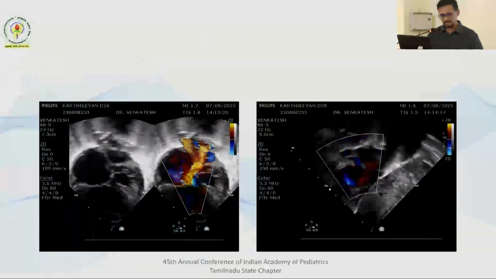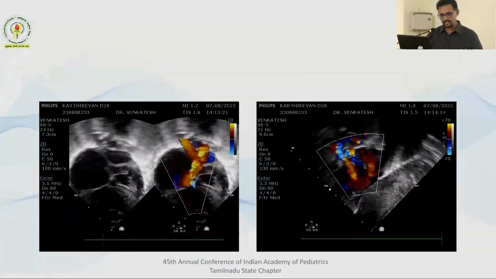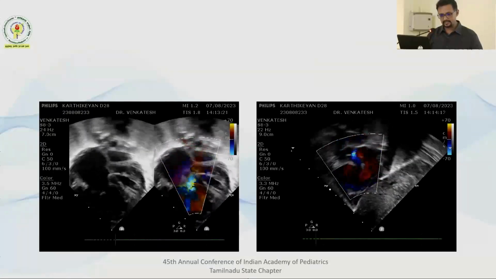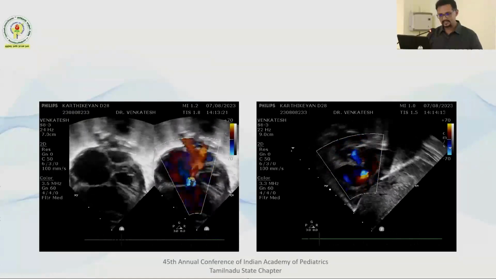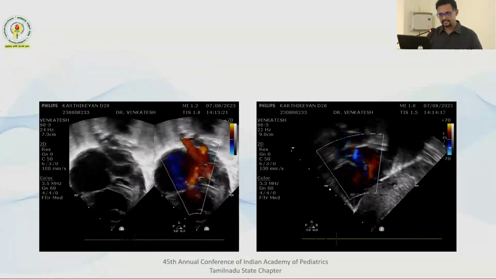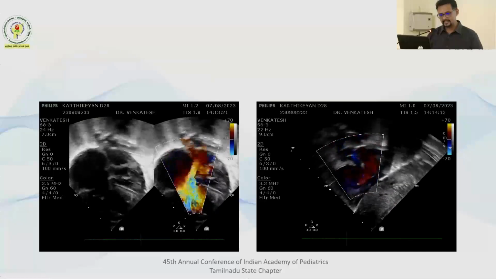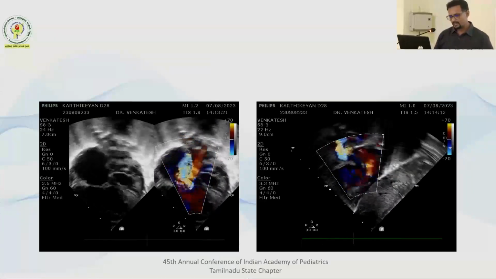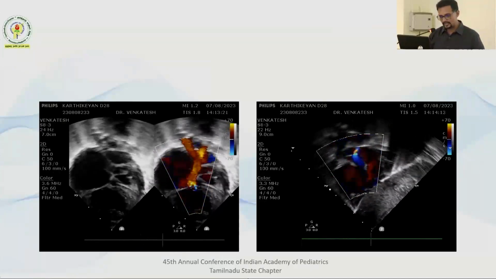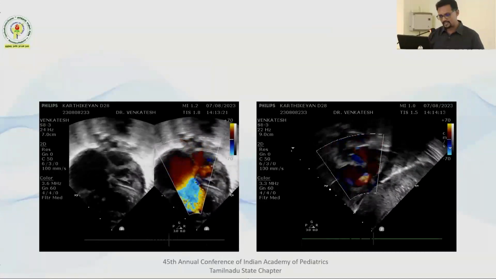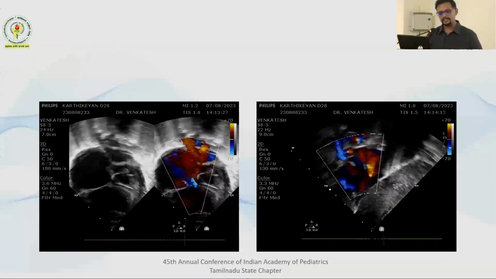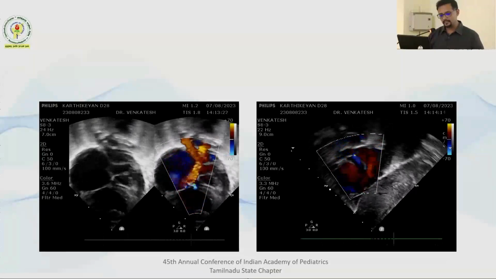So this is a 28 days old baby. You could see here the dilated right atrium and dilated right ventricle. The blue jet is the tricuspid regurgitation. This is the coronary sinus, which is dilated. This coronary sinus dilatation indicates that there is a coronary sinus TAPVC. The other one, this blue flow, is the ASD which is shunting right to left causing severe cyanosis. So this child underwent total correction within a few days and got corrected.